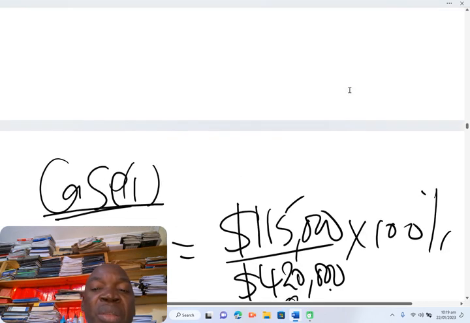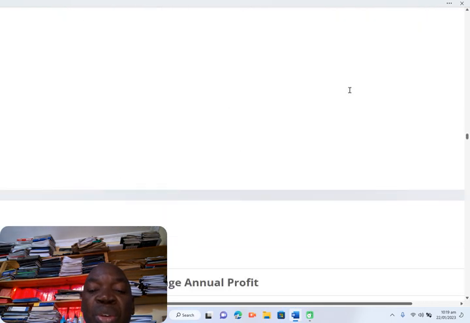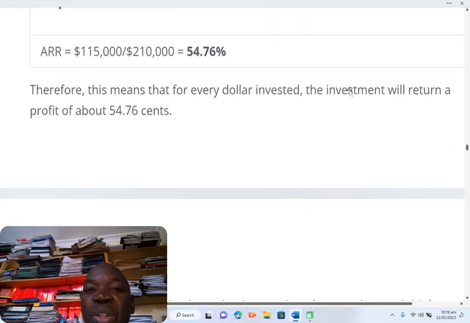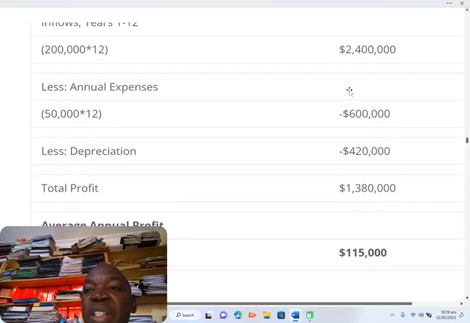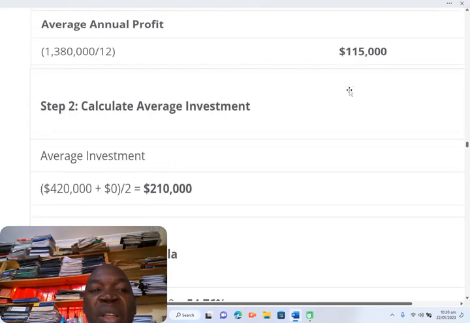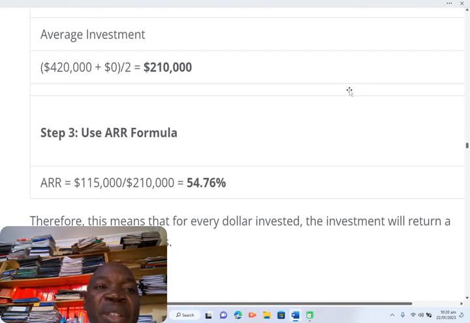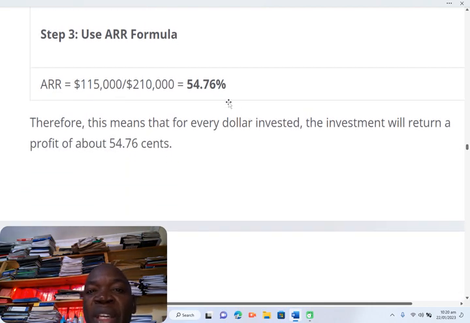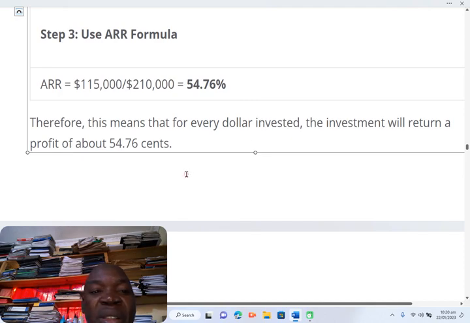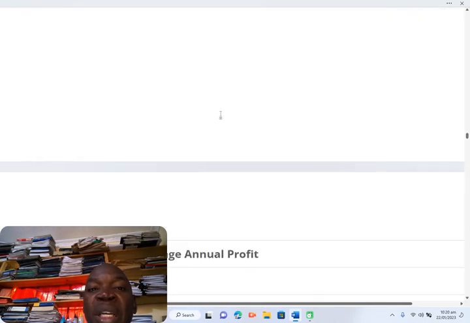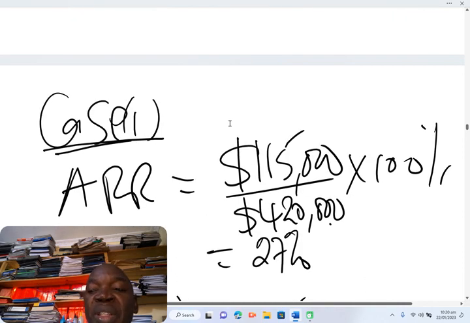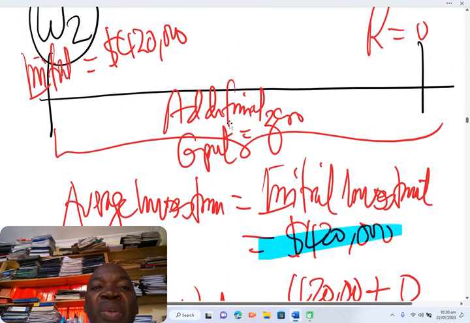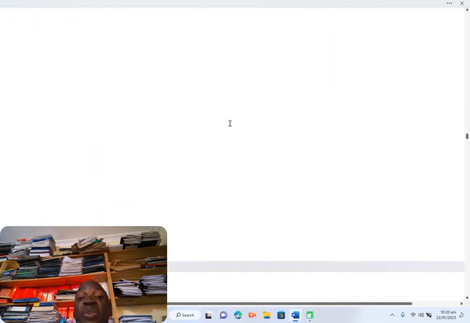So this is the way it works. From this example, the examiner uses the latter, where average investment is the average between 0 and the initial investment. It gets 54%, as we did in case number 2. So don't worry when these figures come out different, but rather consider which formula you used during computation.